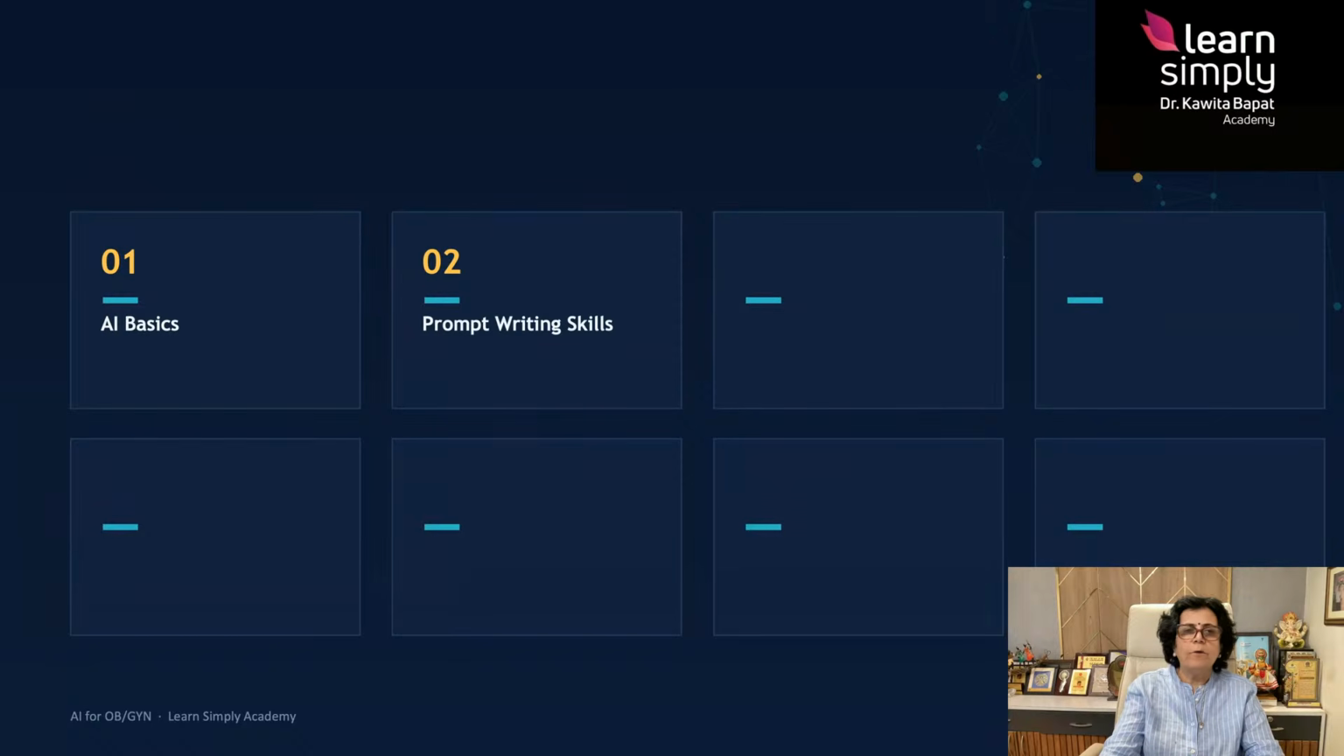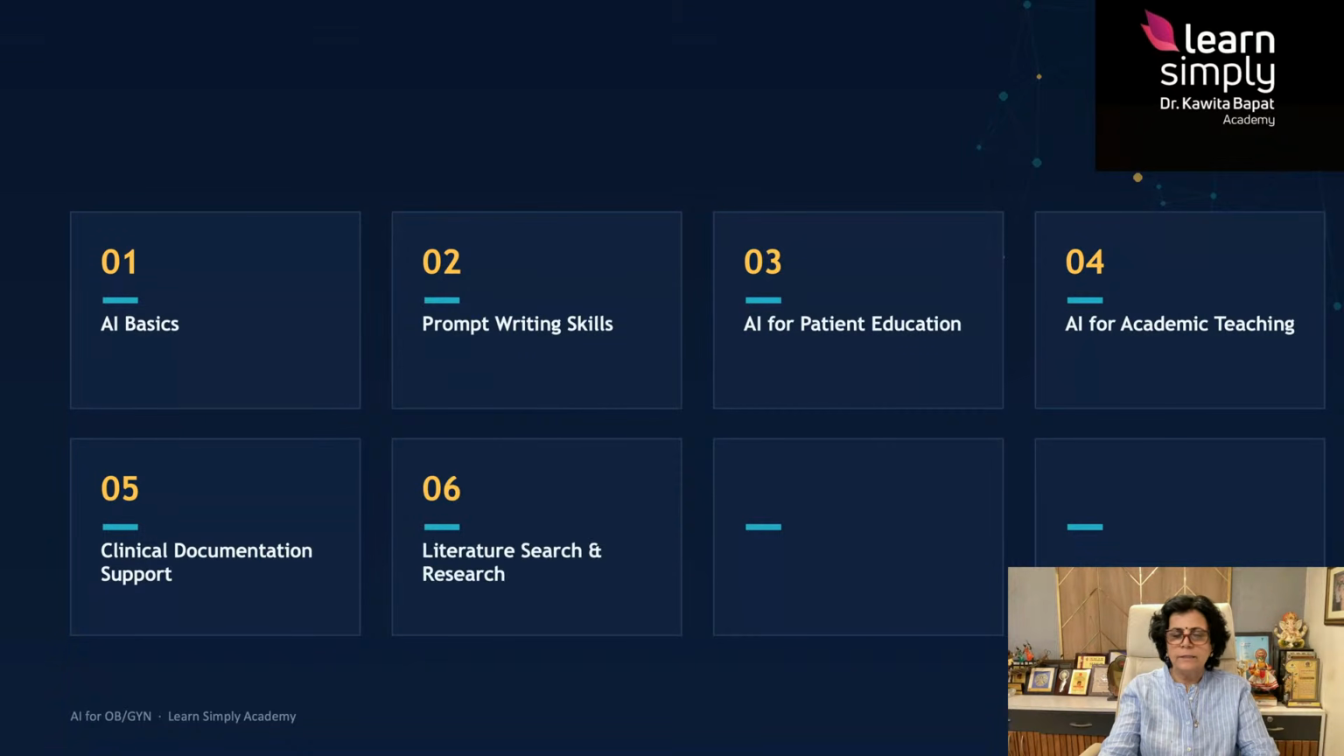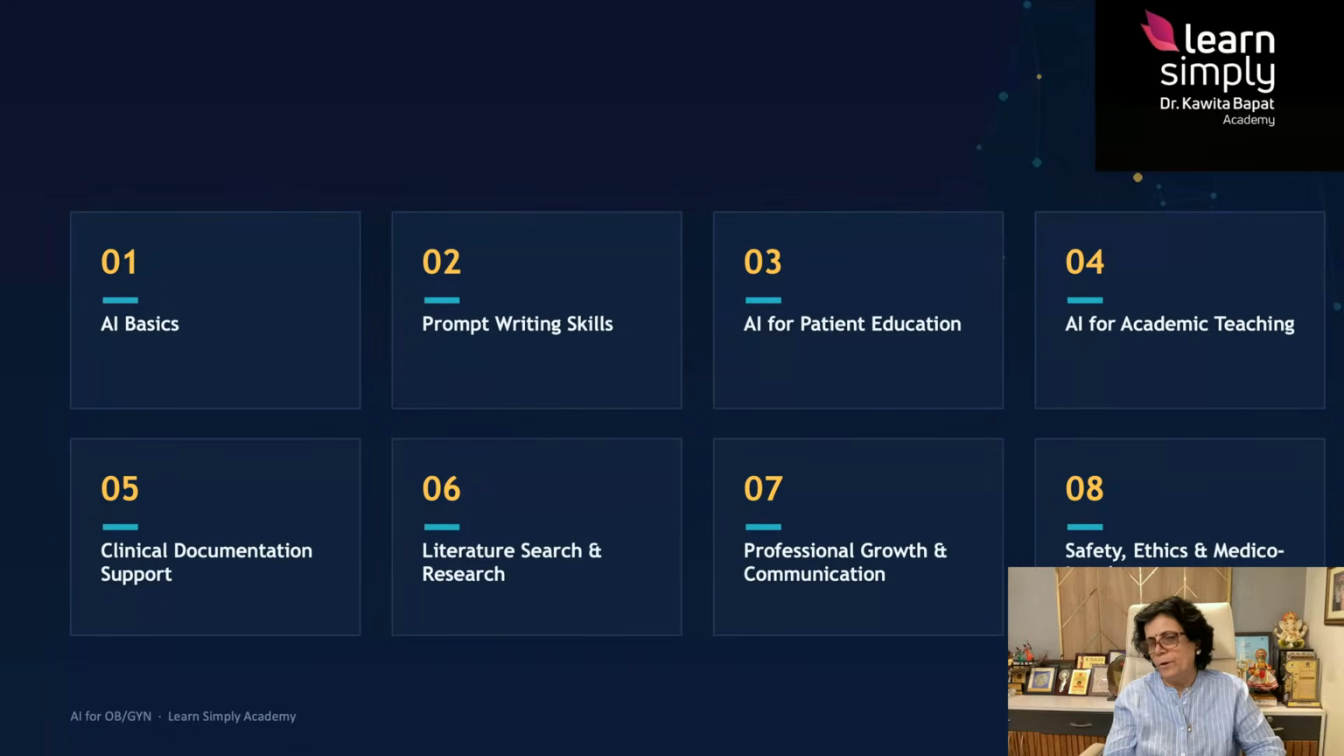So, the modules we are going to teach in our course: first, AI basics. Second is prompt writing skill. Third module will be about patient education. Fourth about academic teaching. Fifth about clinical documentation support. Sixth is literature search and research. Seventh is professional growth and communication. And eighth, which is very, very important: safety, ethics, and medico-legal support.